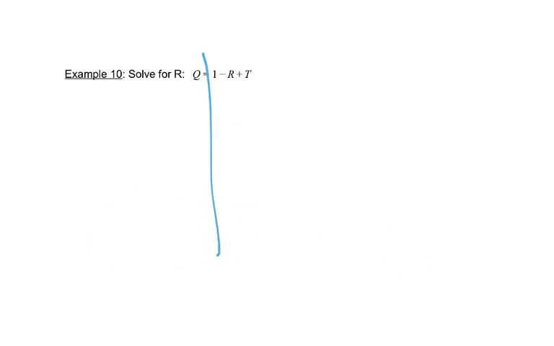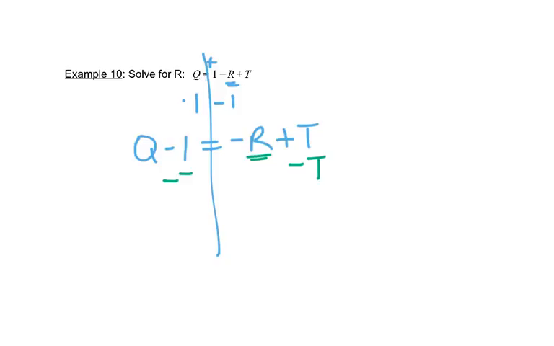So in this example, we want r by itself. So we want to move other things away. So let's start with that 1. It's a positive 1 right now because there's nothing in front of it, so we'll subtract 1. So we get q minus 1 is equal to, don't lose the negative in front of the r, plus t. So we have plus t. We're still trying to get r by itself, so leave the r alone and move everything else away from it. So we want plus t. We're going to subtract t.